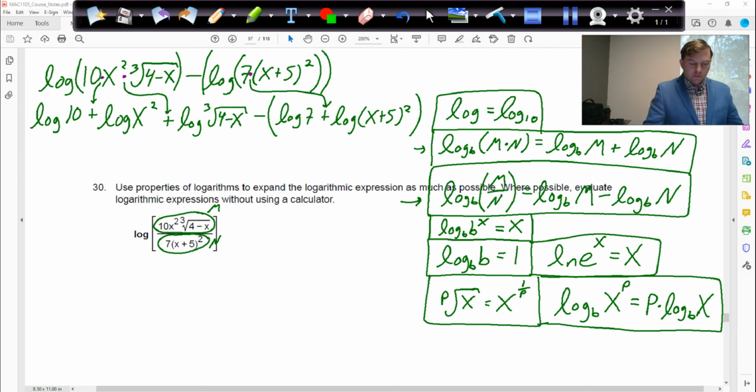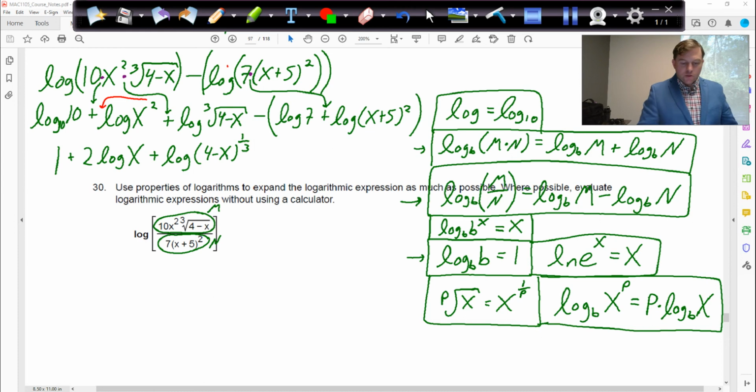And now what else can we do? Recall that this is log base 10. So if we have log b of b, log 10 of 10, that should reduce to 1. So this is going to be 1. We're also going to move this 2 out in front. So we're going to have plus 2 log x. We're also going to write this one, instead of the third root of that, it's going to be log of 4 minus x to the 1/3 power. So we're going to write the third root as a power 1/3.